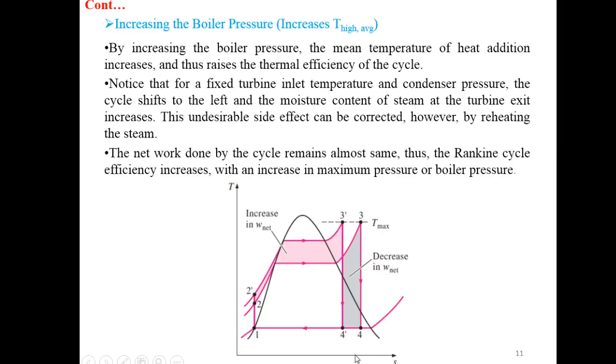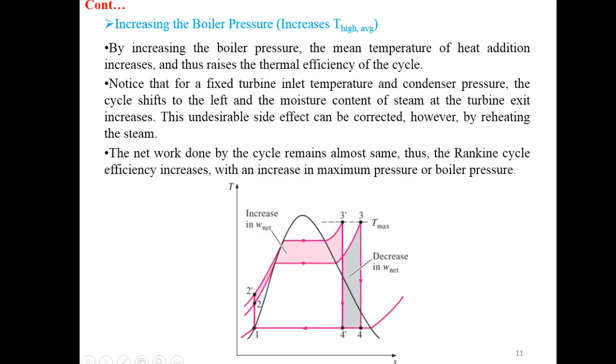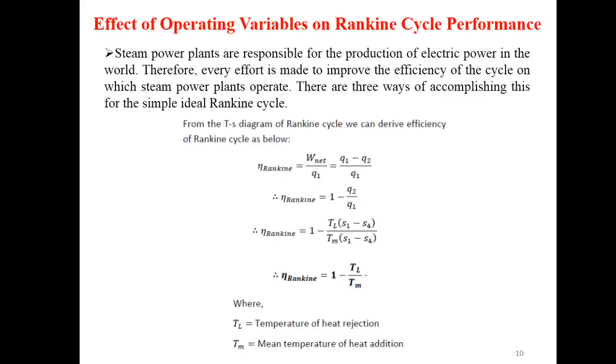Next is increasing the boiler pressure, that is increasing T higher average, that is we are increasing this value of Tm. By increasing the boiler pressure, the mean temperature of heat addition increases and thus raises the thermal efficiency of the cycle. So by doing so, we are increasing the value of Tm. So when the value of Tm increases, then the value of efficiency will also increase.